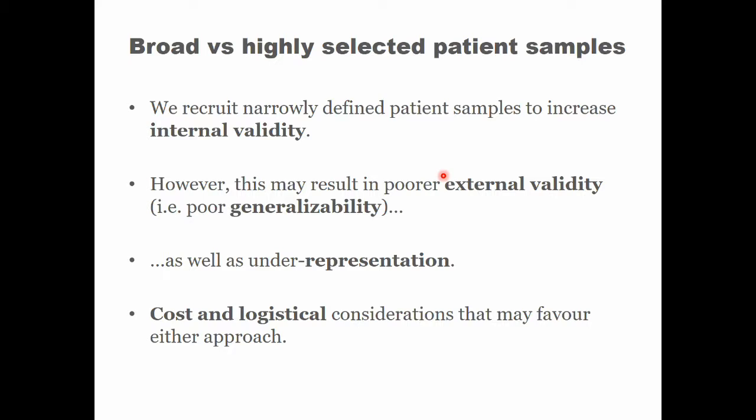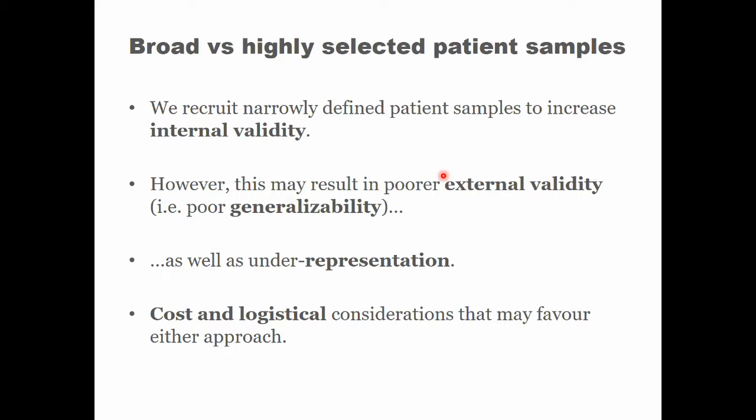So it's just not having every kind of subgroup that might be present in the patient population represented in your sample. And there are reasons beyond just generalizability that you might want to improve representation. And then for all of these things, we have to think about the cost and logistical considerations. And it might be that they favor either one of these options, either a very broadly selected sample or a very highly specific one. It just depends on the actual makeup of the trial.